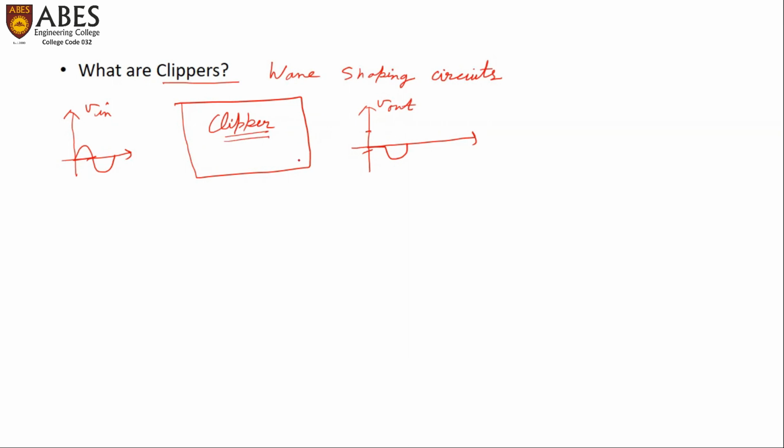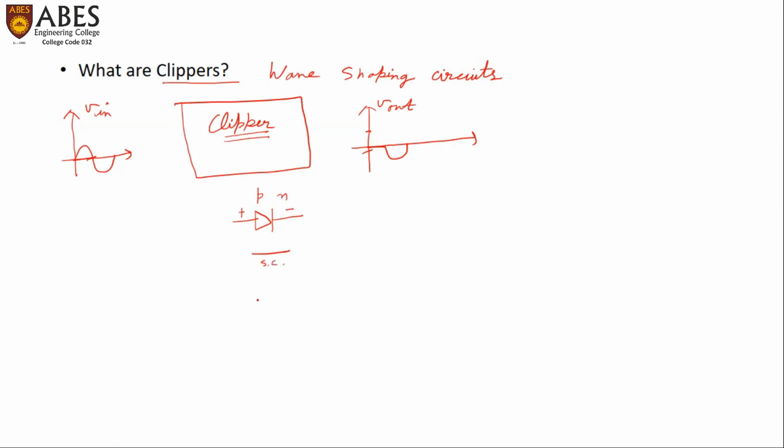So this is the simplest definition of what clippers are. Now the point is how we do that, and with which type of element. The simplest answer is a diode. A diode is a device which has two terminals, P and N. If the P terminal is connected to the positive terminal of the battery and the N terminal to the negative terminal, it is forward biased and behaves as a short circuit.